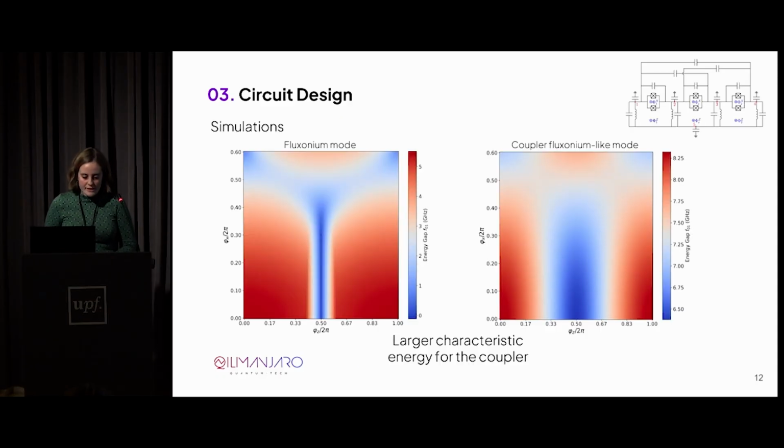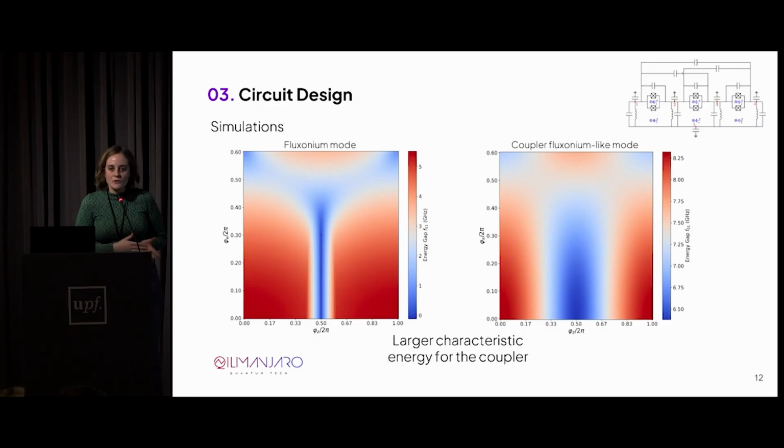And the first thing that I want to show to you is that we managed to separate the energy scales of the Fluxonium modes that you can see here on the right, and the energy scales of the coupler modes that you can see there. And this is really important to have this separation because you want your coupler to remain in its ground state. And we were able to achieve larger characteristic energies for the couplers, as you can see in these plots. Of course, ideally we might want a bigger separation between these two energy scales.